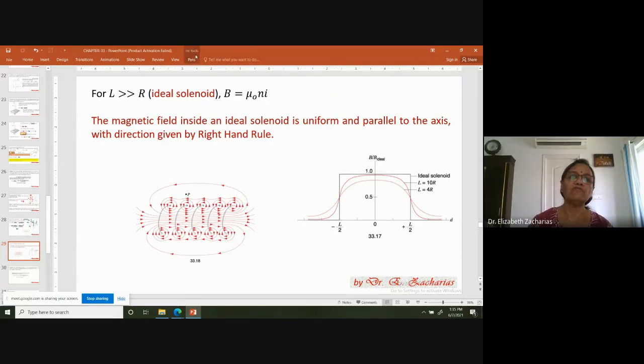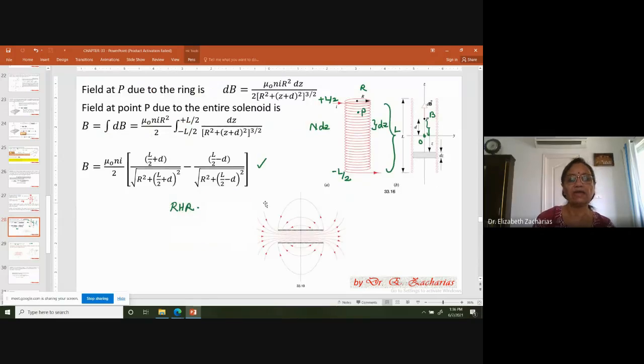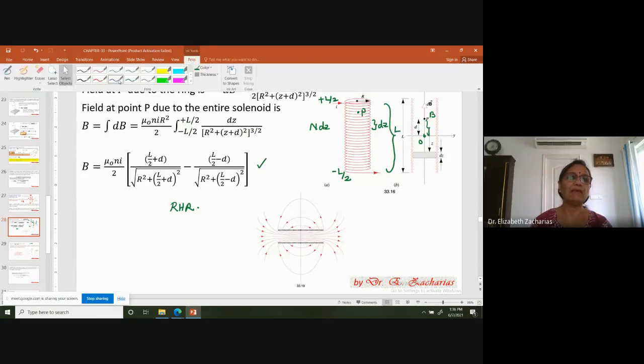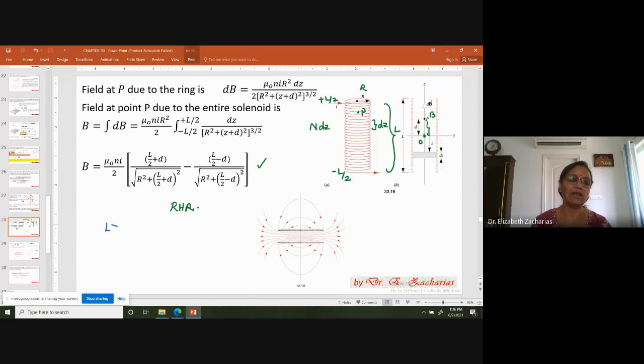So what is that? We will define what is called an ideal solenoid. An ideal solenoid is something where the length of the solenoid is quite large when compared to the radius. Such a solenoid is called an ideal solenoid. Let us see what is the magnetic field for an ideal solenoid. So we go back to the original expression that we got, and here use L much greater than R, for an ideal solenoid.